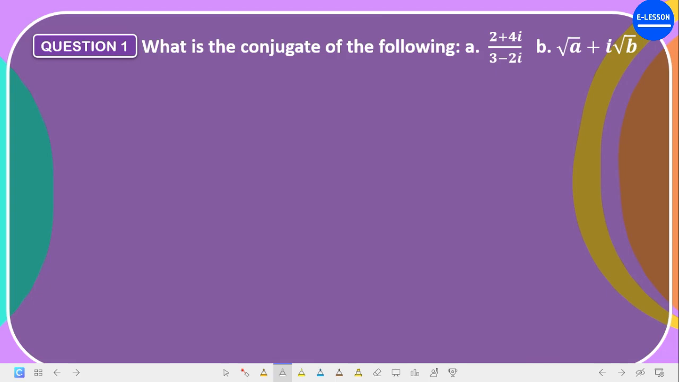The first question says, what is the conjugate of the following? Now, first of all, this is a complex expression, not an equation. And complex numbers are numbers that have a real part and an imaginary part.